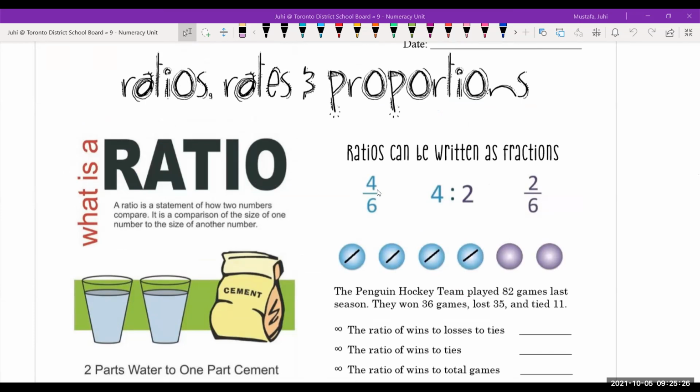So you can write them as a fraction, like 4 over 6 and 2 over 6. Or if I asked you for a ratio, you could say, well, there are 4 blue balls and 2 purple balls. Okay, so remember, ratios can be written down as fractions.